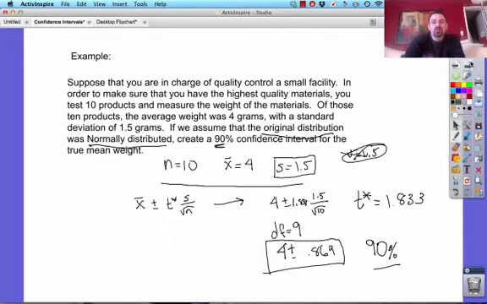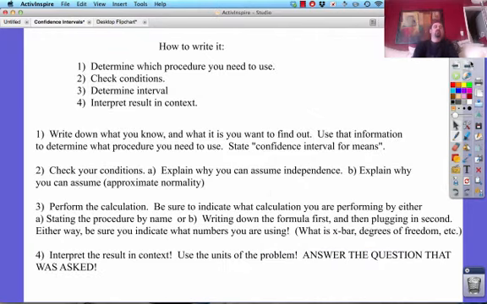Okay, so let's look at a quick summary. This is a really important thing that I'm going to emphasize several times as we go on. I'll mention it once now and ask you guys to have it down in your notes somewhere. This is the how to write it. This will be true for everything we do for the rest of the course. 4 things. First thing you do is always determine which procedure you need to use. Tell whoever's reading the question, this is what I'm going to do. I'm going to do a confidence interval for means using a t-distribution. That's what we just did.